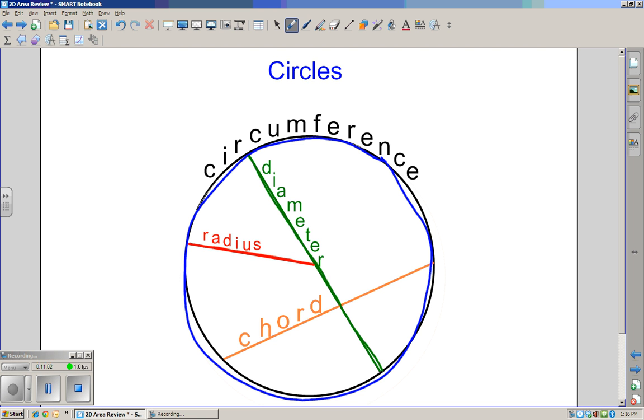And then my last one, which we actually won't be using today, but we will later on, is the chord, which is just a line that passes through the circle, but does not go through the center. So don't worry about that today. The big thing to know is your diameter and your radius for area of a circle.